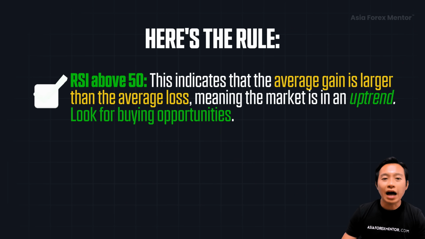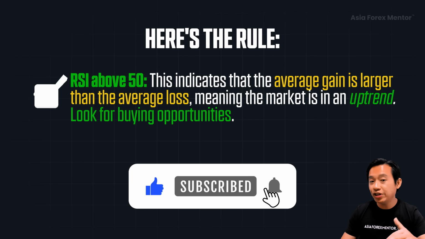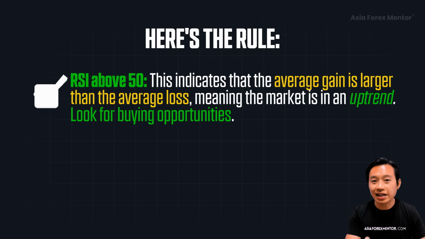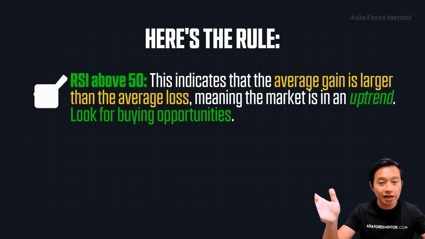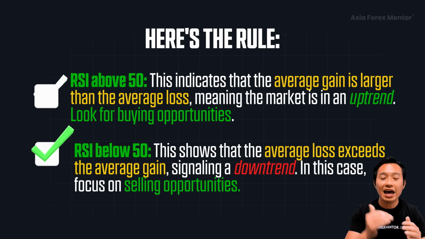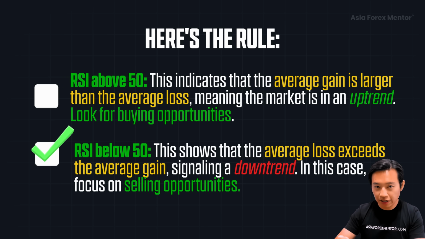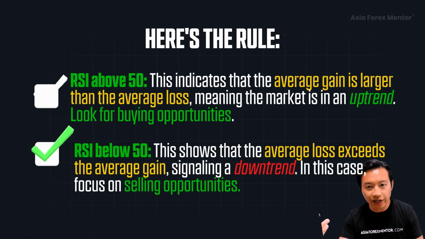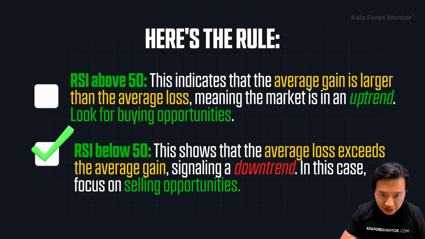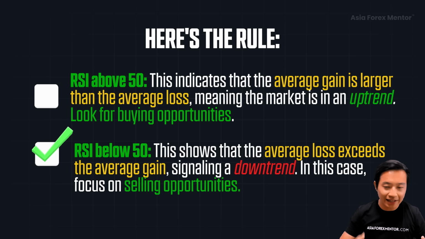So here's the rule: the RSI above the 50. When that happens, it indicates that the average gains is more than the average losses, meaning the market is in an uptrend. So what we've got to do, super clear cut, is look for buying opportunities. When the RSI is below the 50, this shows that the average losses is more than the average gains, signaling what? A downtrend. So in this case, we are looking for selling opportunities. By applying this method, we can now objectively define the exact trend so that we can use our strategy in line with that trend direction.